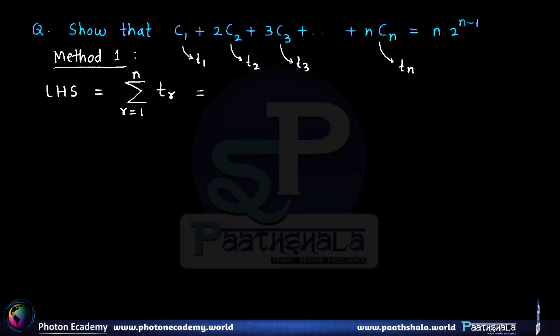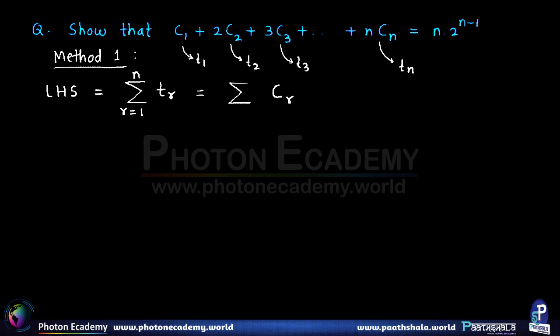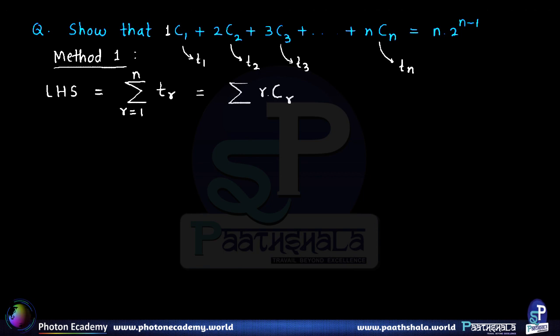Now we observe that every term has the binomial coefficient of the same count as the term number. So if we are having term R, then it will have CR as the binomial coefficient, as well as there will be the multiplier also, that is 1 C1, 2 C2. So the multiplier is also same as the term number. So each term is nothing but RCR, which is evident from the LHS, and we have the summation from R equal to 1 to n.